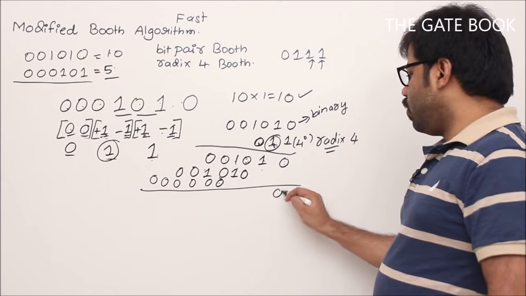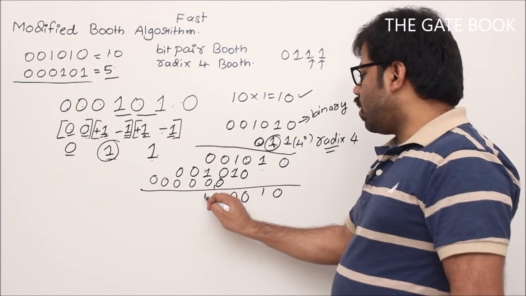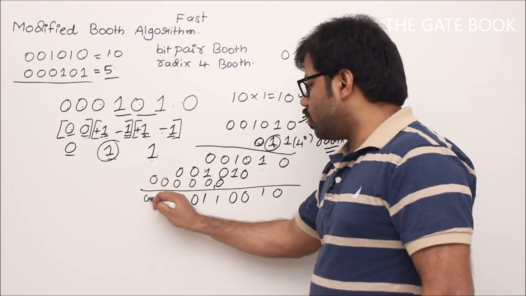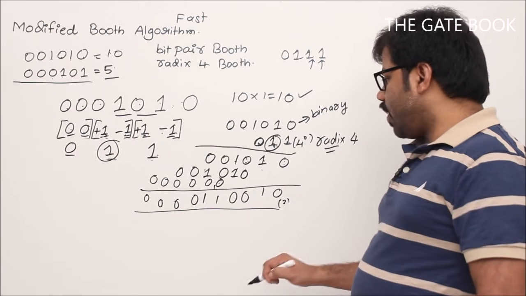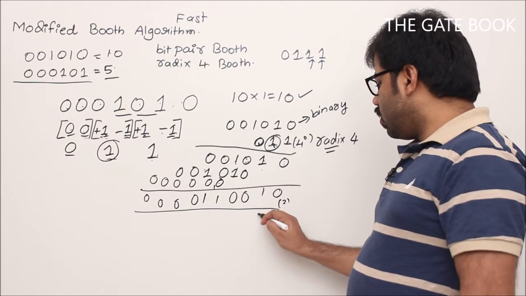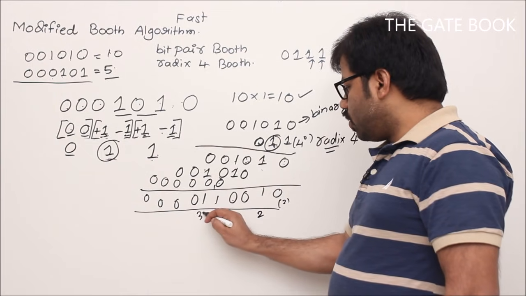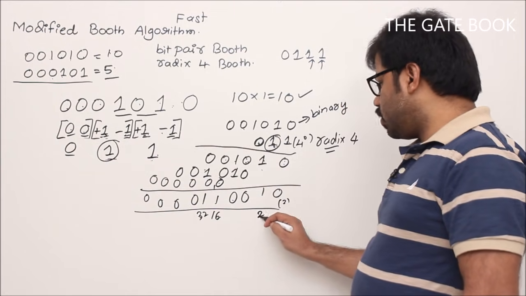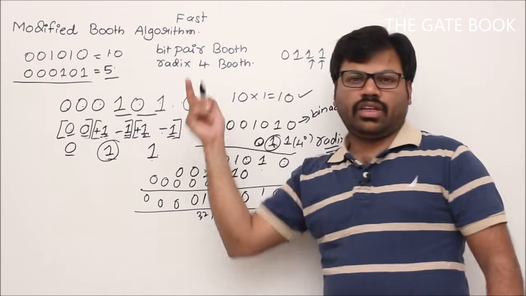Now add them. 0 1 0, 1 plus 1, 0 1. So 1 0 0 0 0. Now we got a binary number again. It's base 2 actually. So see the value: 2 power 0, 2 power 1, 2 square, 2 cube, 2 power 4, 2 power 5. 32 plus 16, 48. 48 plus 2, 50. Perfect. So 10 5 is a 50.